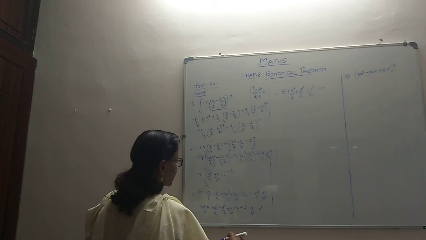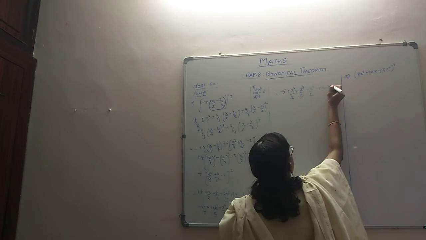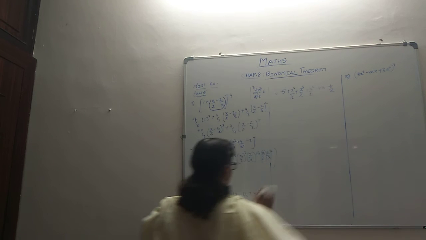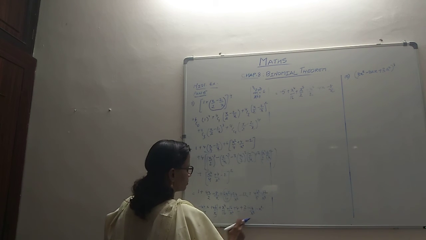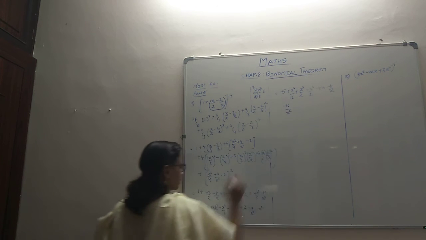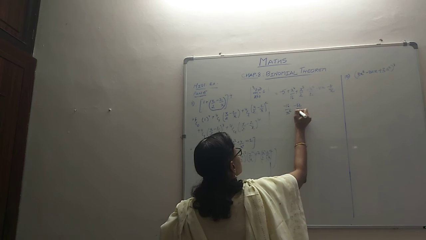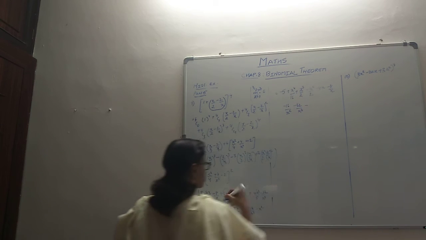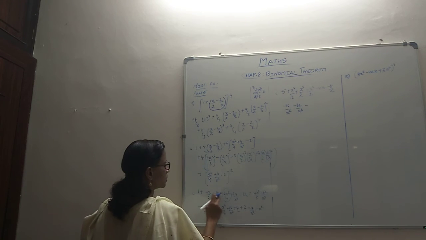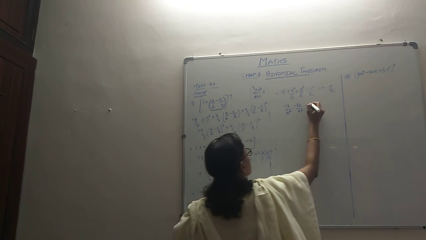Now we come to the by x terms. The by x term is only one, so minus 8 by x. Then the by x squared term is minus 16 by x squared. Then the by x cube term, minus 32 by x cube. Then the by x raised to 4 term, so that is 16 by x raised to 4.